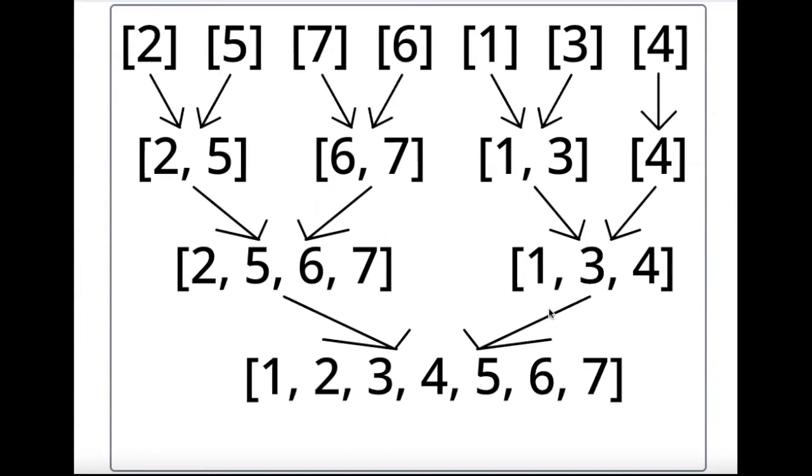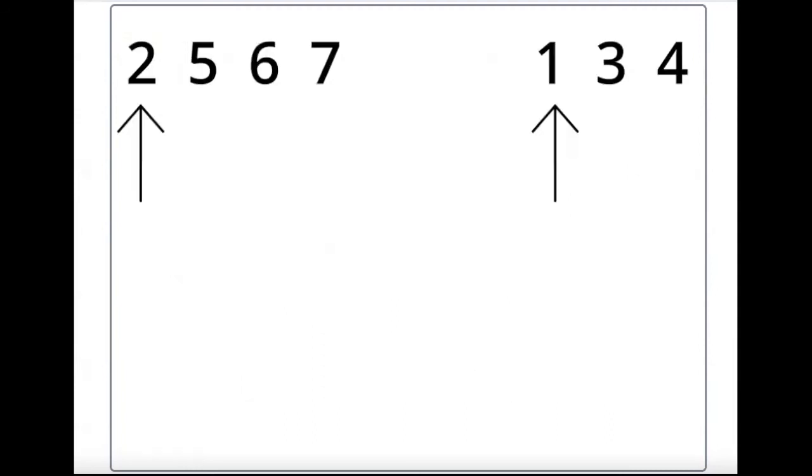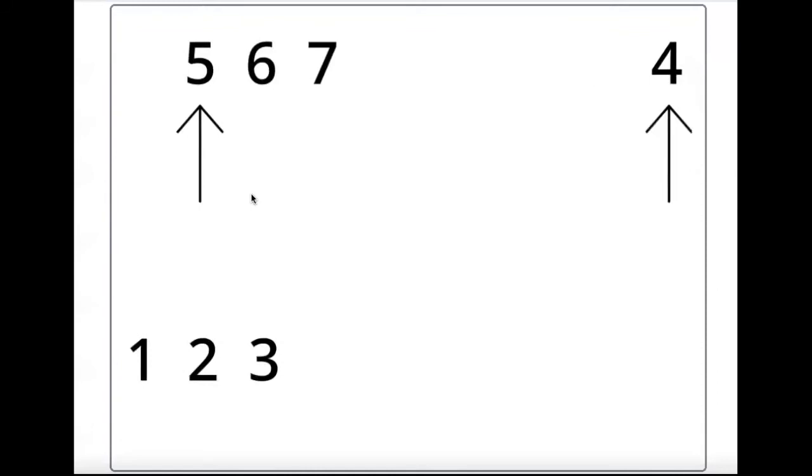Now you might be wondering, how do two groups merge together? How do you go from here to here? Well, let's see an animation of how that works. You have two scanners that each start at the beginning of each group. All right, so let's see the animation play.